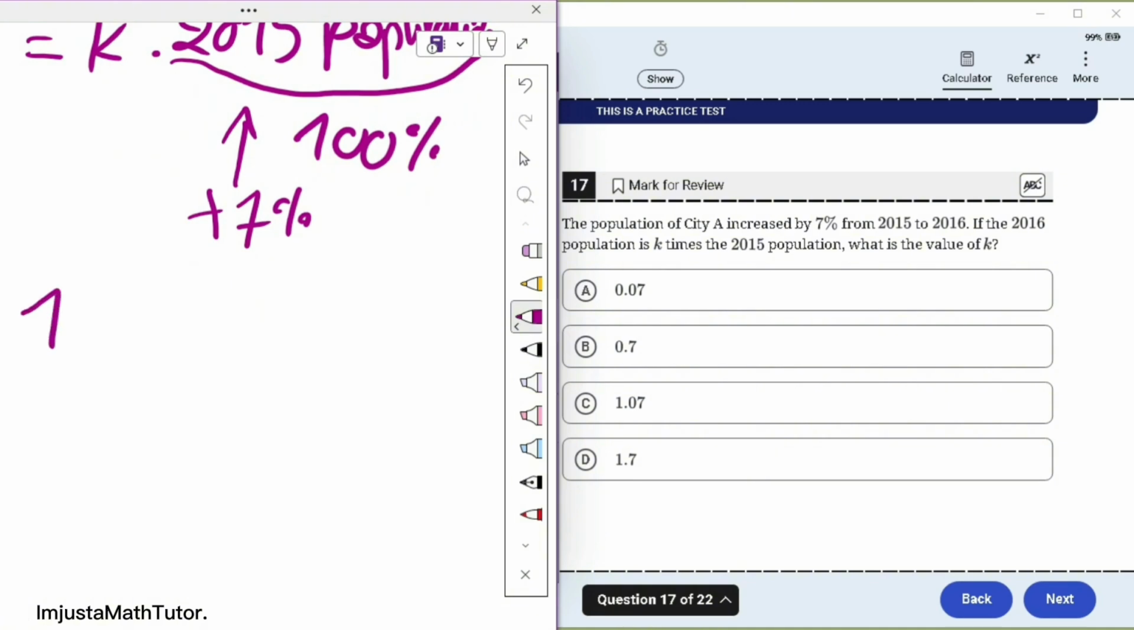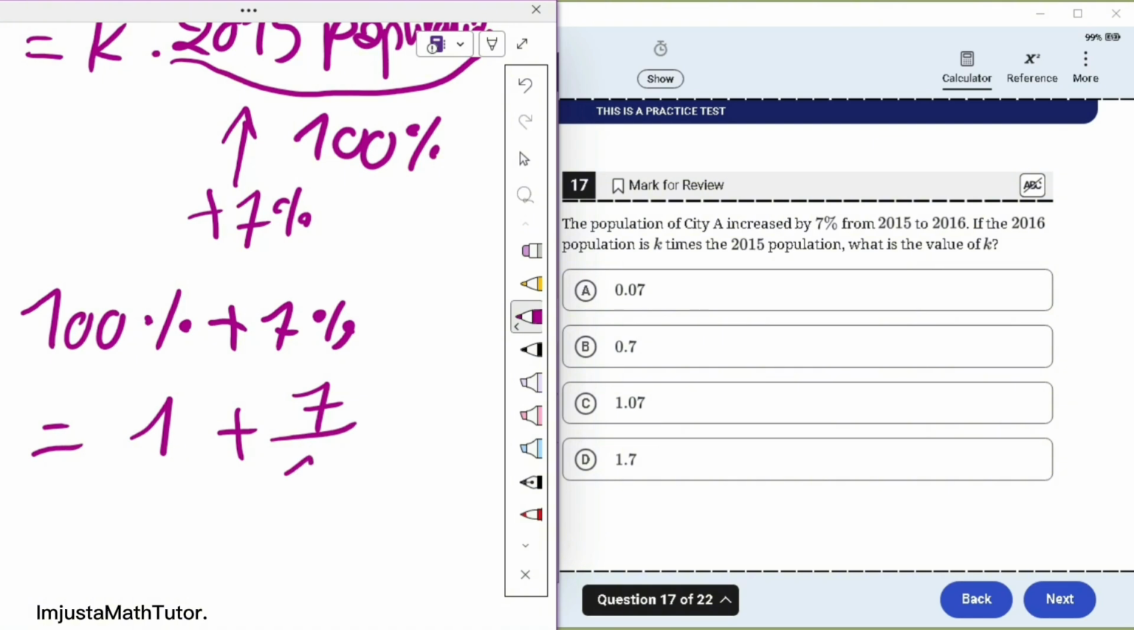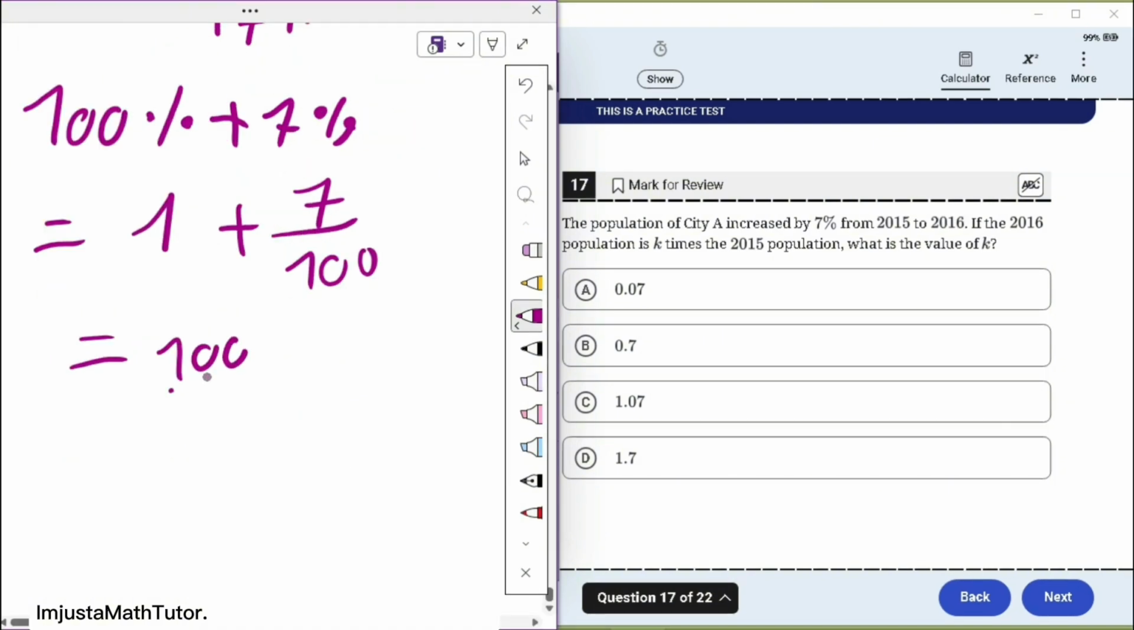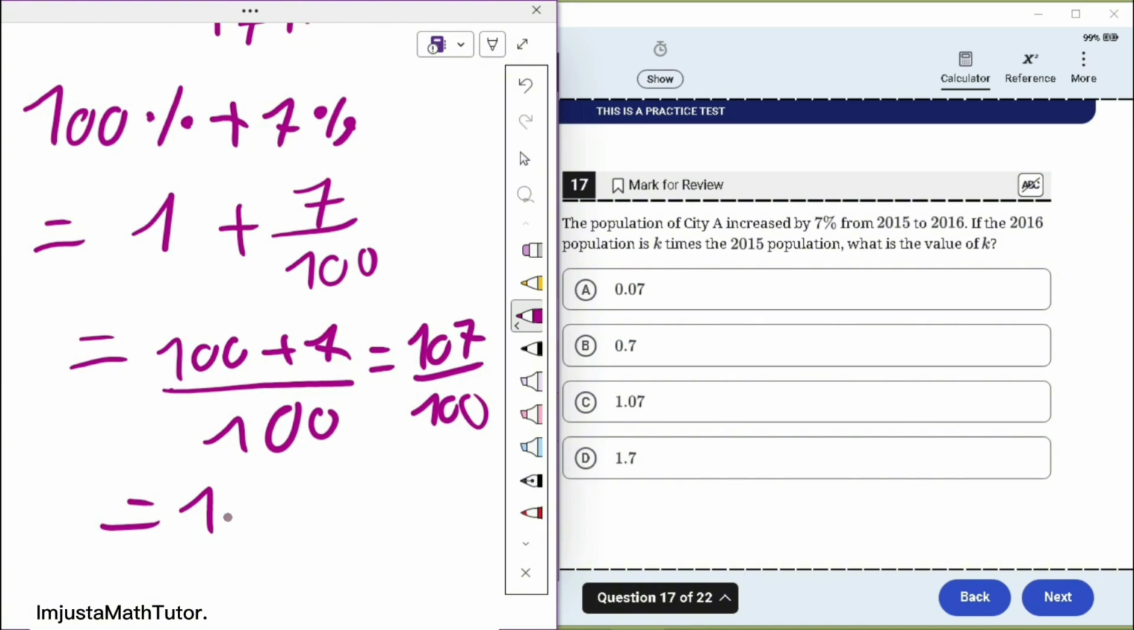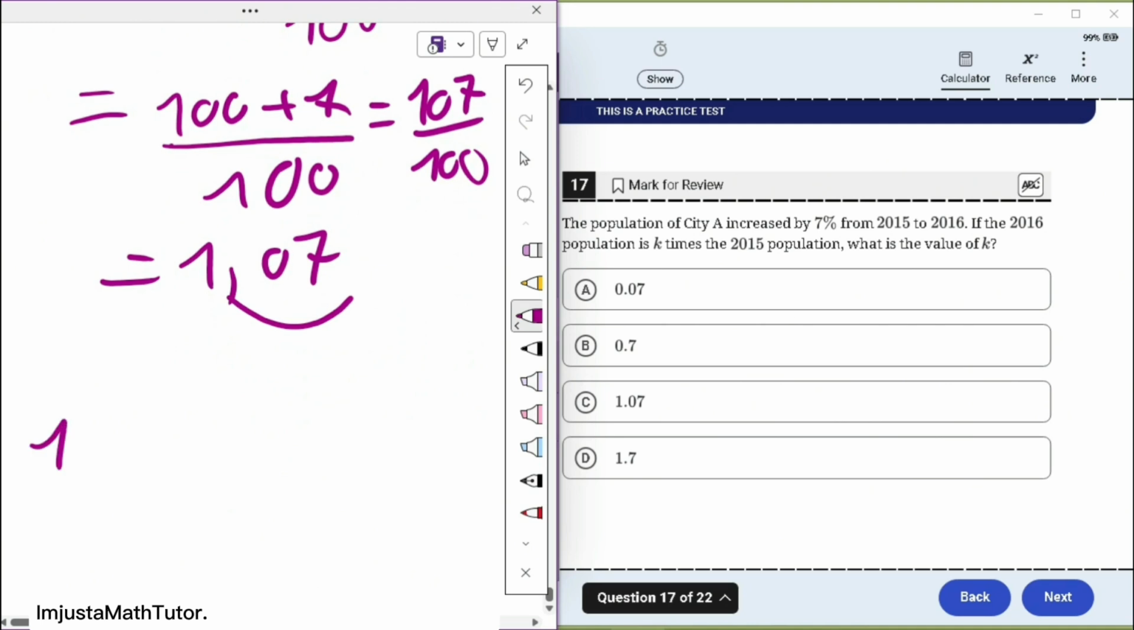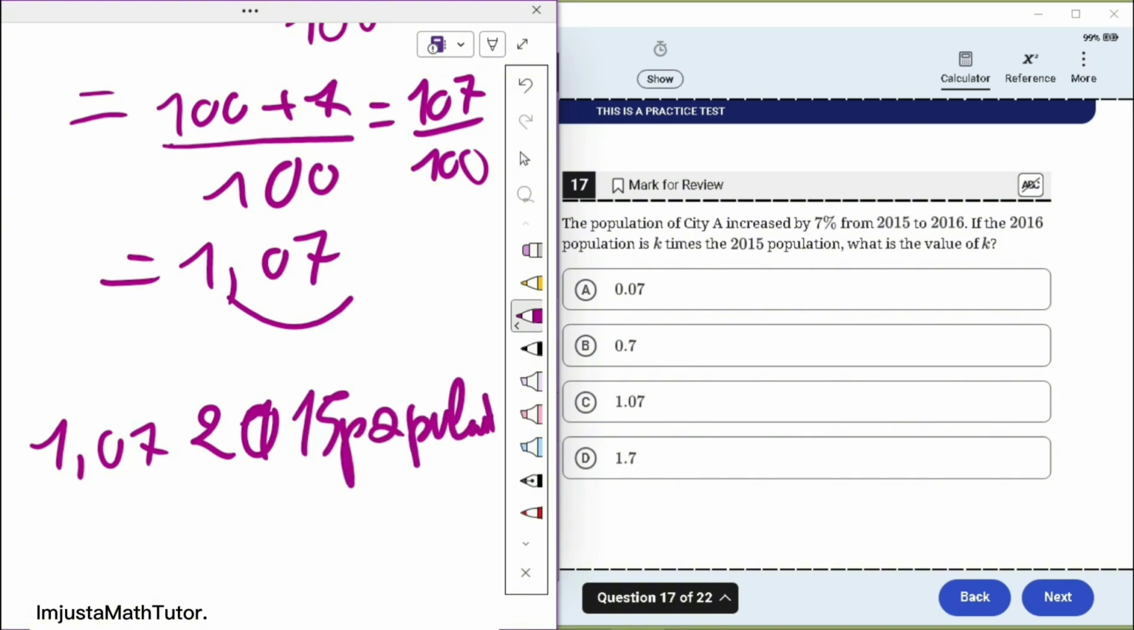So we have 100% plus 7%. How do we express that numerically? 100% is 1, plus 7%, which is 7 divided by 100. Now 1 times 100 is 100, plus 7, divided by 100 equals 107 divided by 100, which equals 1.07. So this is our k. If we multiply the 2015 population, we're going to get an increase of 7%. So the original population plus 7% of it, which is our option C.